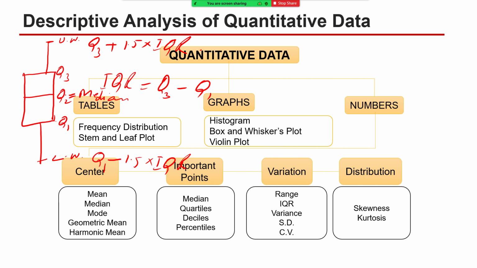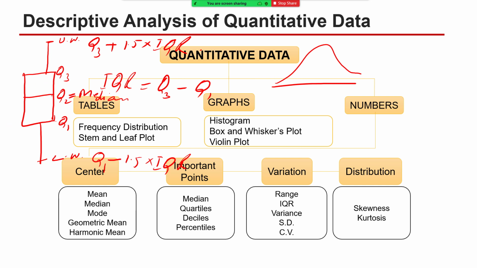Even with the help of a box plot, you can tell whether the distribution looks symmetrical or skewed. If the value of Q2 lies exactly at the center of this box, then we can say that the shape of the distribution is symmetrical. But if the value of Q2 is near Q1, then the shape of the distribution is going to be positive skewed. If the value of Q2 is near Q3, then the shape of the distribution is going to be negative skewed.